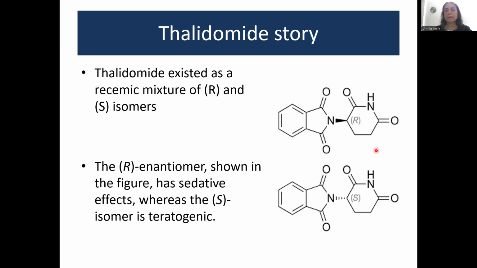The reason discovered later was that thalidomide existed as a racemic mixture of R and S. Look at this carbon. This carbon is the chiral carbon, 4 different groups attached to it. One is N, C double bond O, CH2, and the fourth one is H. So this is a chiral carbon. The R enantiomer has sedative effects and it can take care of the morning sickness also, whereas the S isomer is teratogenic in nature.